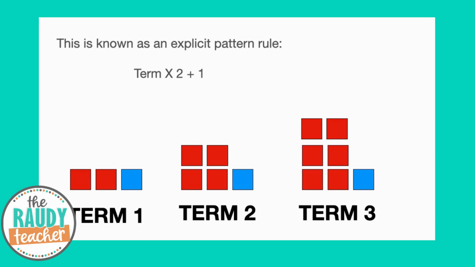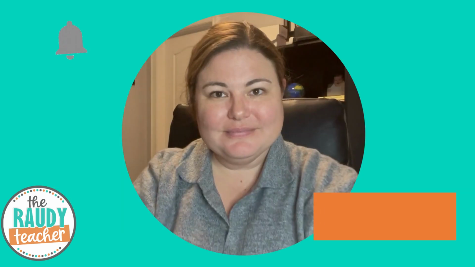So if I wanted to find out what term 99 would be, I would take term number 99, multiply it by 2, and then add 1. And that's going to tell me how many tiles I would need for that pattern.